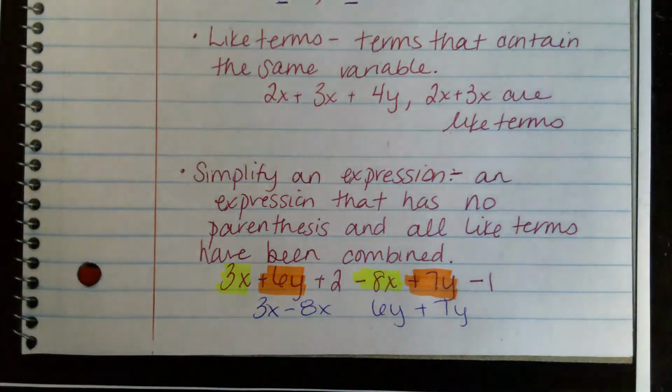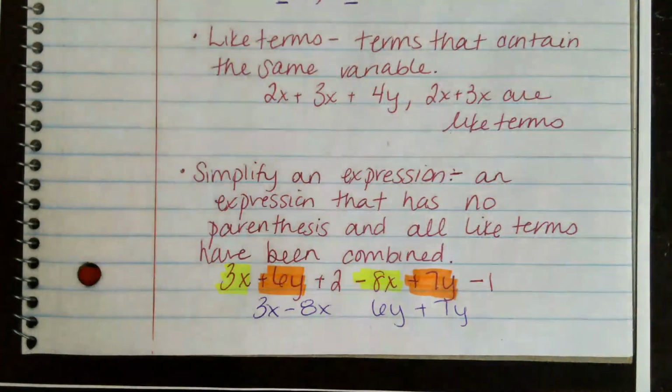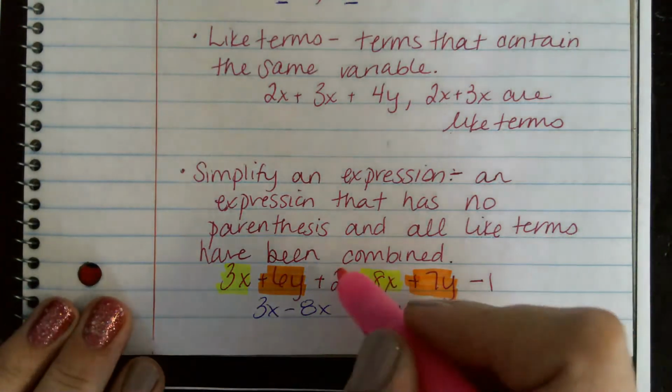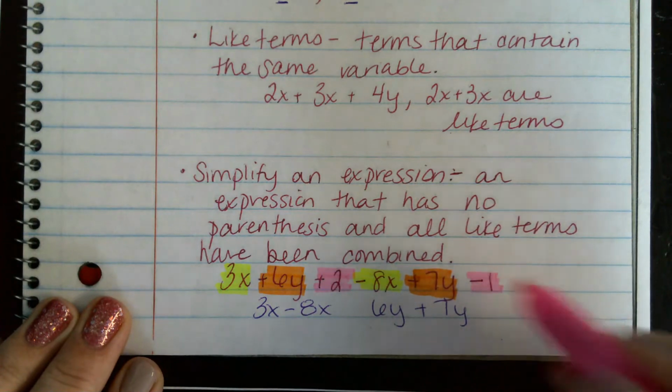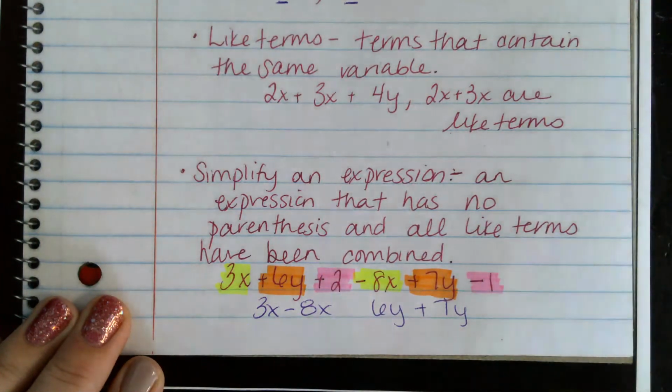And now I have my last set. I just have the numbers. And the numbers here happen to be a positive 2 and a negative 1. So I'm going to look at combining those together now.